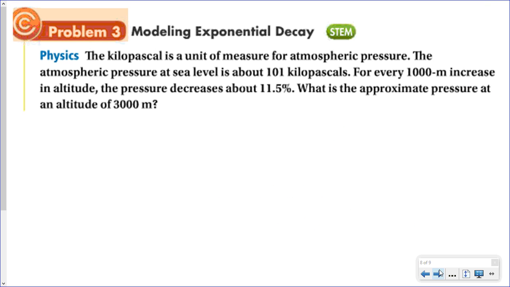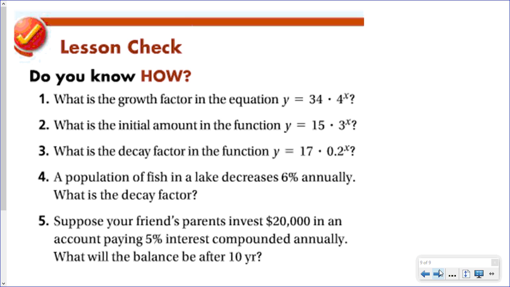And then for this one here, what is the growth factor? You guys remember at the beginning where you're looking for your growth factor or decay factor? This is your initial amount, so you don't have to worry about the 34. This number right here is going to tell you if it's a growth or decay factor. What is the growth factor in the equation? Your final answer would just be 4. It's surprising how fast a lot of the problems on the homework assignment are like that, guys. So number 2, what is the initial amount? The initial amount is 15. What is the decay factor? You're looking for the number right here, 0.2.